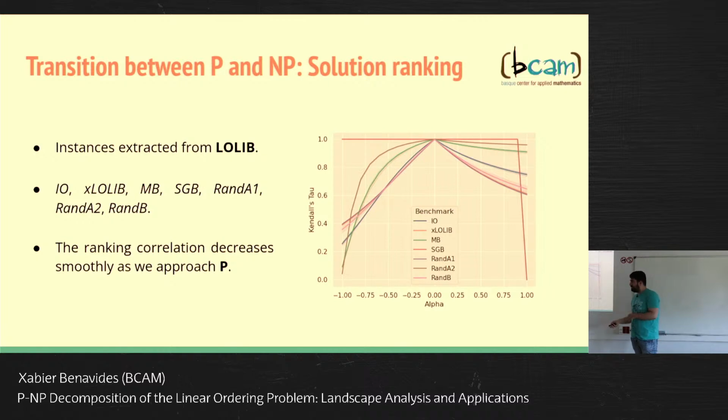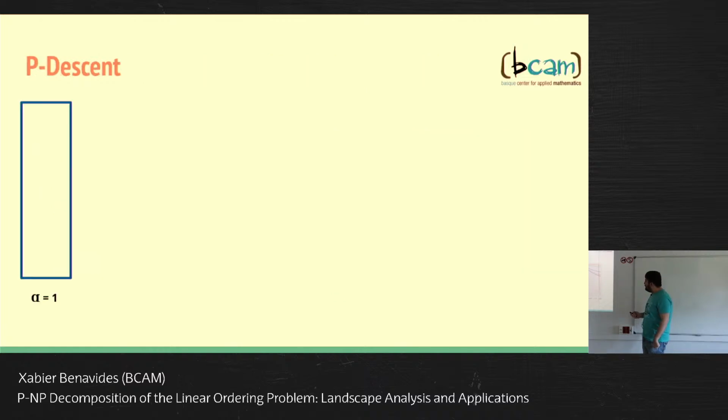Okay? So based on all these ideas, we have proposed a new meta-heuristic algorithm, a novel local search-based approach that takes advantage of this idea of the PMP decomposition to efficiently solve the linear ordering problem. The algorithm that we have proposed is called the p-distant algorithm. So given any linear ordering problem instance, the first thing that the p-distant does is to decompose the instance into the P and NP components using the Fourier transform.